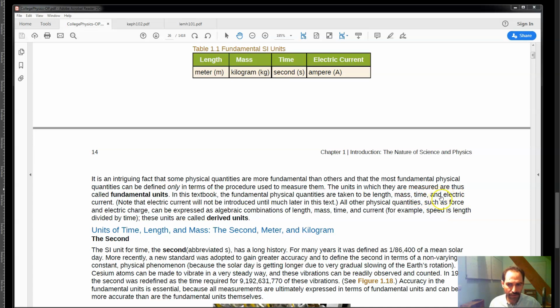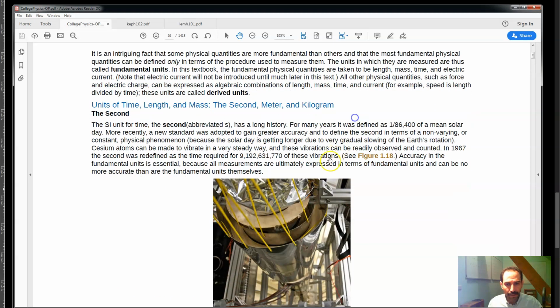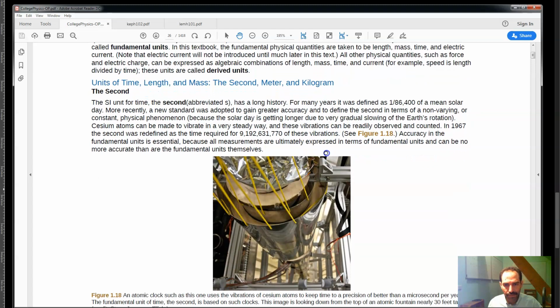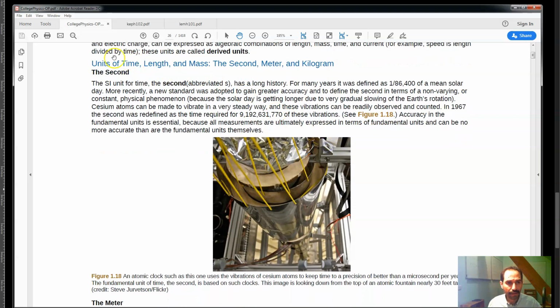And there are also the derived physical quantities, which are measured in terms of the fundamental quantities. For example, speed, or acceleration, or force, and that sort of thing, right? And then the units of time, length, and mass: the second, meter, and kilogram.